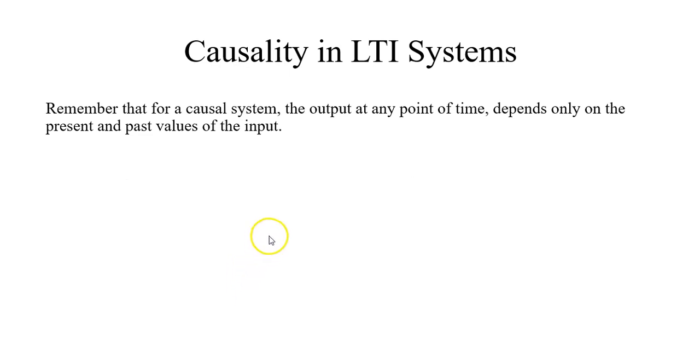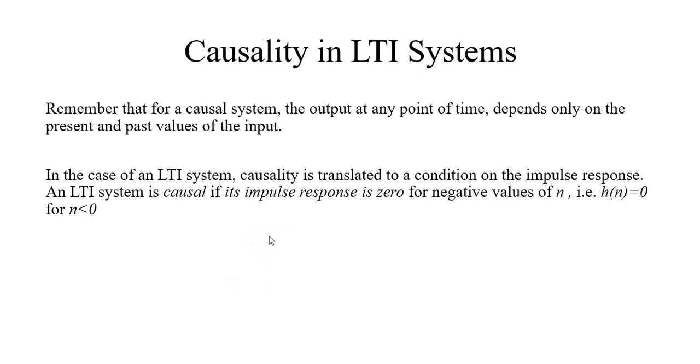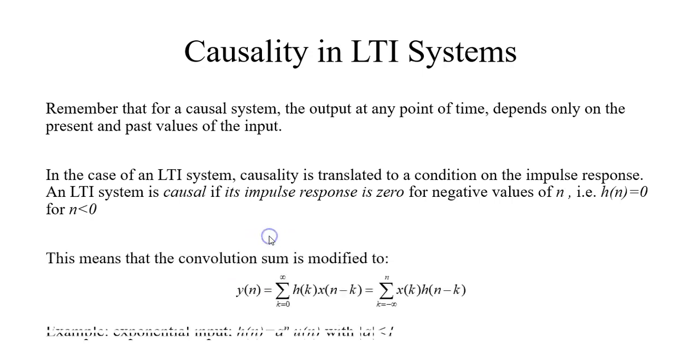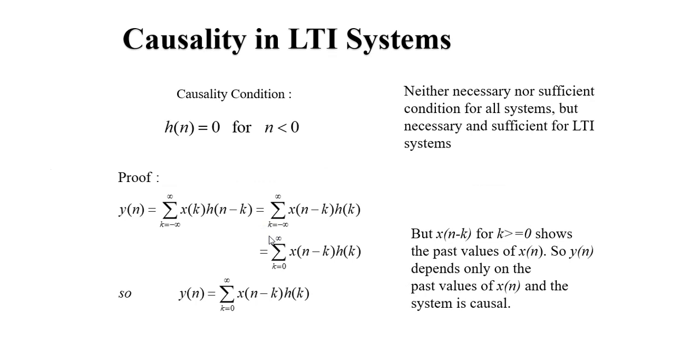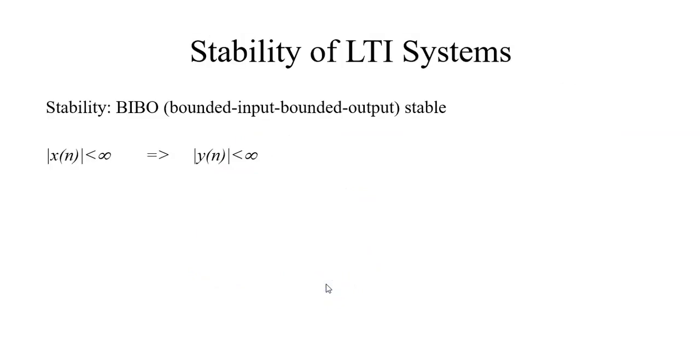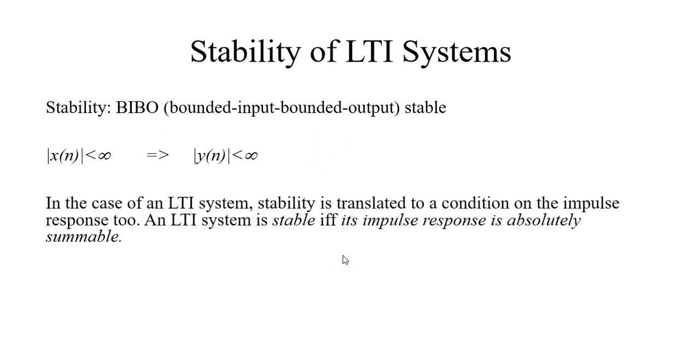Causality in linear time invariant systems, we already discussed this, about the causal linear time invariant systems. This is an example, and this is the proof of this causality. And the stability of the LTI system, for a bounded input, bounded output, we also discussed before. In this case, the LTI stability is translated to a condition on the impulse response too: an LTI system is stable if its impulse response is absolutely summable.